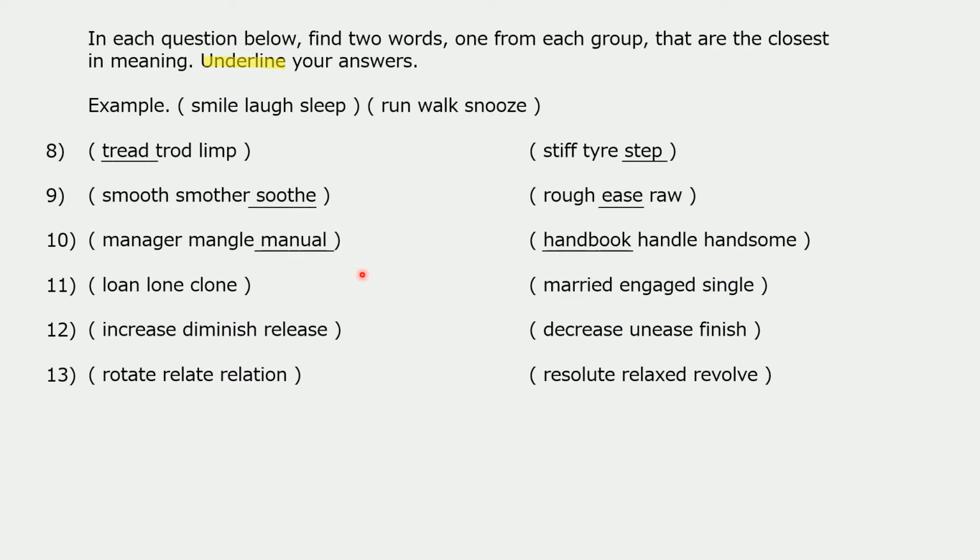Question 11. Loan, L-O-A-N, lone, L-O-N-E, and clone. Married, engaged, single. What do you think? I think these are lone and single because they both mean you are on your own. Are we correct? Yes, we are. Lone and single are the answers.